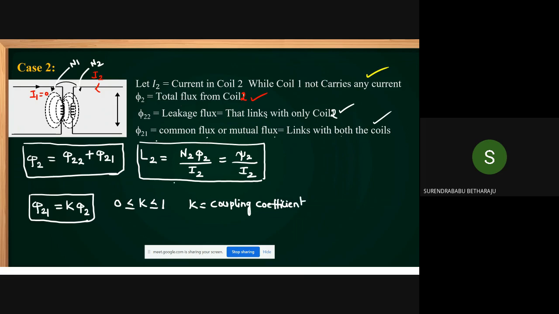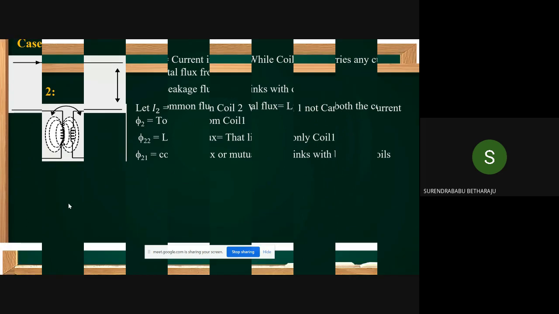Okay, students? At this point you remember how to write the self-inductance if only coil 2 is carrying the current. Now here I want to write the mutual inductance also. Then what is the mutual inductance? Here we want to define M21. What does M21 stand for? Mutual inductance of coil 1 with respect to coil 2. Because which coil is carrying the current here? Coil 2 is carrying the current.